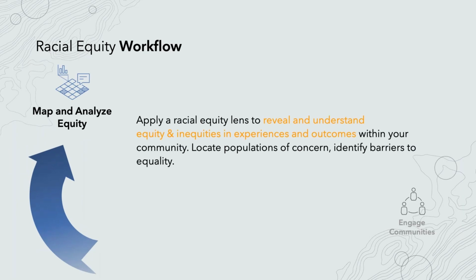Organizations working to advance racial equity are trying to proactively seek out racial inequities, identify community assets that increase equity and opportunity, identify clear goals and objectives and measurable outcomes, all the while engaging the community in the process. So for the first stage of the workflow, we have map and analyze equity, meaning apply that intersectional, multifaceted racial equity lens to reveal and understand inequities, to locate populations of concern, and identify barriers to equality and opportunities for more equity.